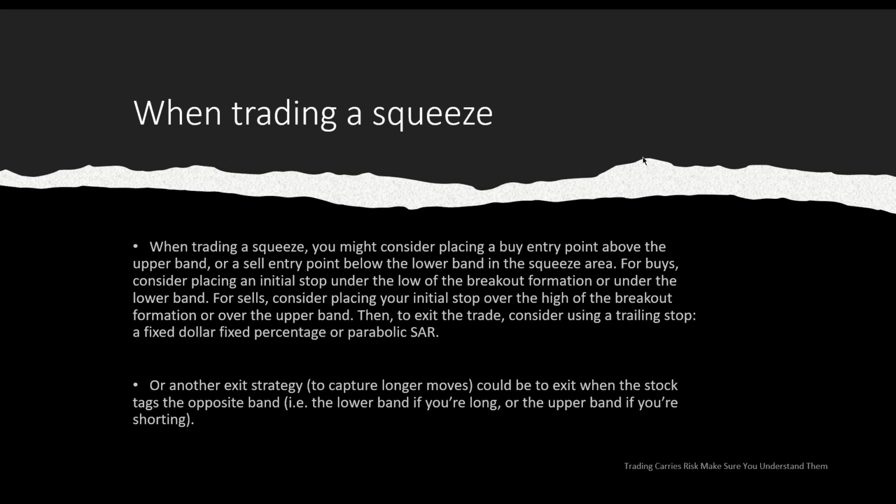So when trading the squeeze, you might consider placing a buy entry point above the upper band and a sell entry point below the lower band in a squeeze area. For buys, consider placing an initial stop under the low of the breakout formation or under the lower band. For sells, consider placing your initial stop above the high of the breakout. Then, to exit the trade, consider using a trailing stop or a fixed dollar percentage.